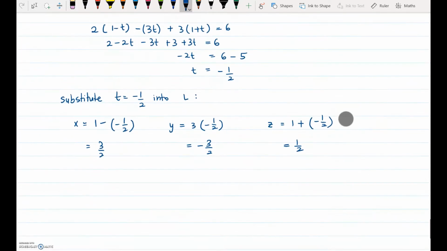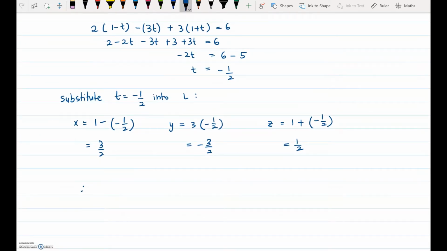So now you will get your intersection point equals 3 over 2, negative 3 over 2 and 1 over 2. So this is your intersection point between the line L and the plane S.